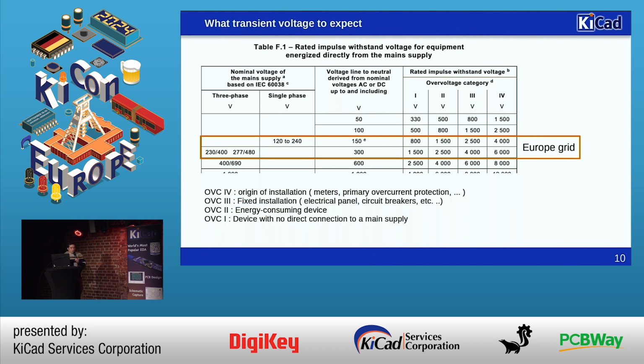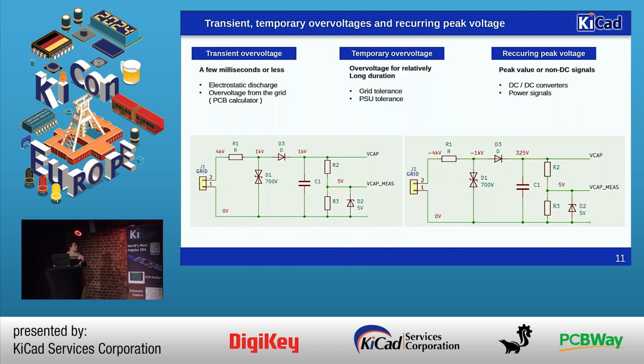So now this is basically the voltage that can be applied inside the PCB for transient. What we mean by transient overvoltage are overvoltages that last for a millisecond or less. Temporary overvoltages are slower variations like the grid tolerance or your PSU tolerance, if you have, I don't know, 300 volts inside your product. Recurring peak voltage mainly depends on your electronics. If you have buck converters, or power signal switching, you have to make sure that inside your product, there's no arc happening.